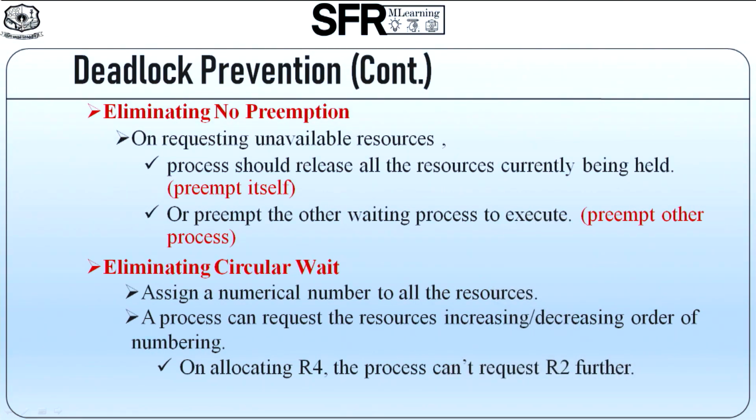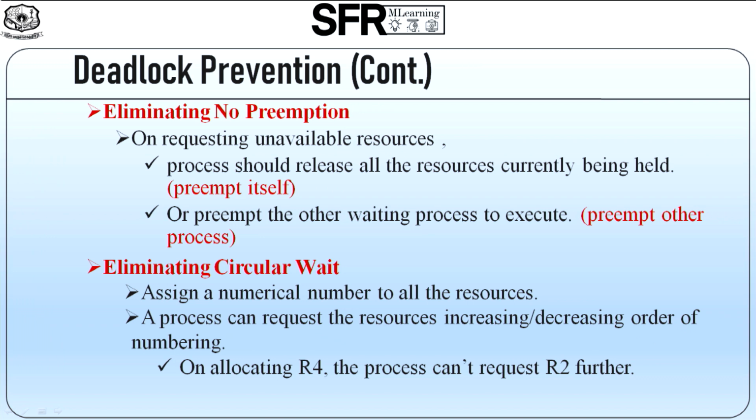So the next one is eliminating the no preemption characteristic. For eliminating no preemption, the process should release all the resources currently being held, that is, the process should preempt itself. Otherwise, the process should forcefully preempt the resources from some other waiting process. In these two methodologies, no preemption can be eliminated easily and deadlock may be avoided.